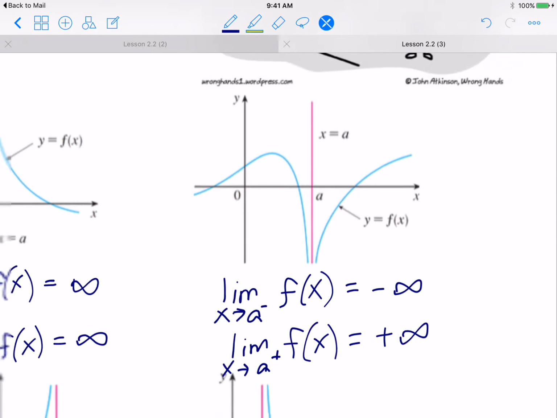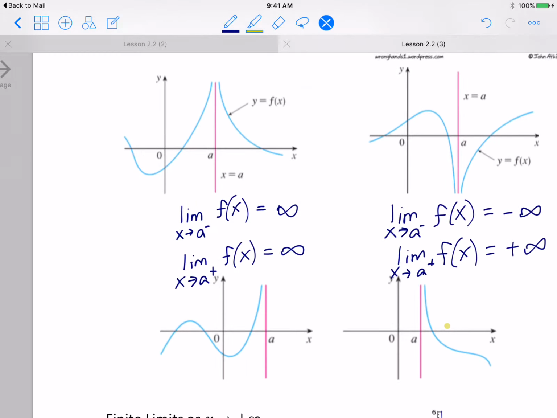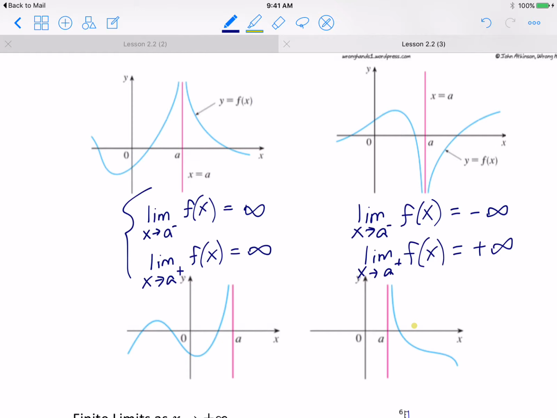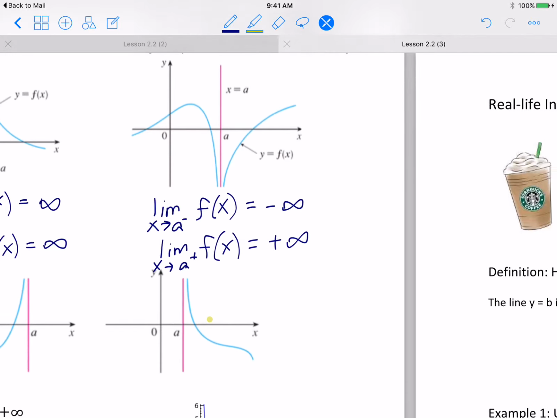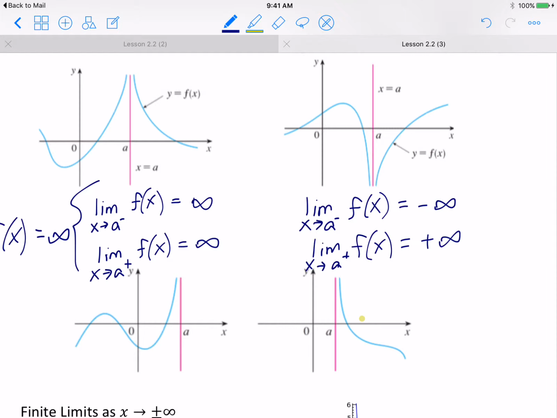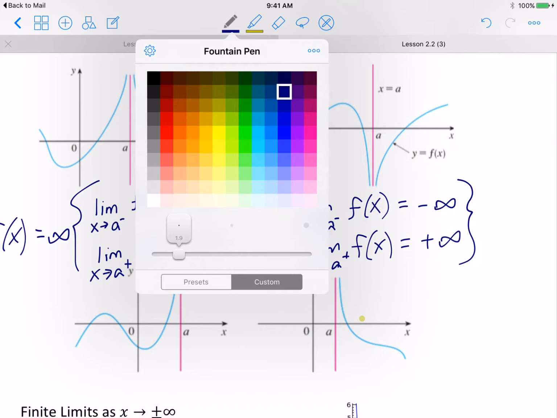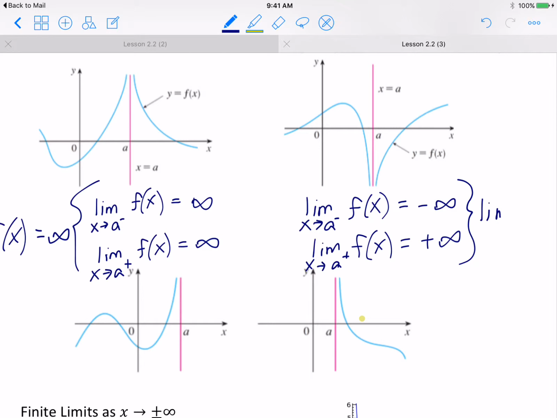And for the first example, as a result, you could also conclude that the limit of f of x as x approaches a is equal to positive infinity. And because the left limit and the right limit coincided for the second example as well, you could combine those two statements and say that the limit of f of x as x approaches a is, oh, I made a mistake there. That should be negative infinity right there.